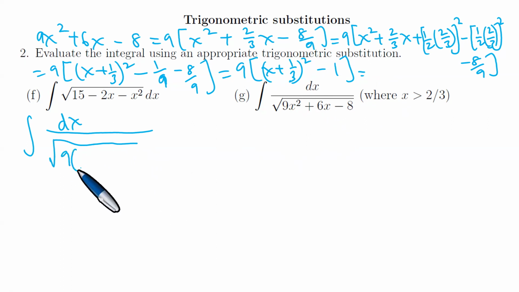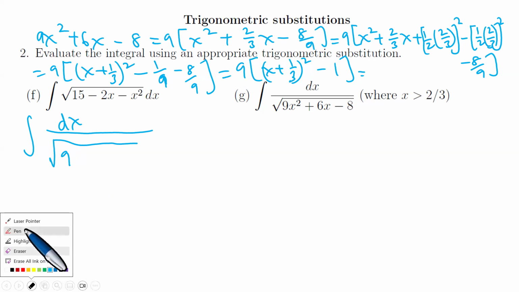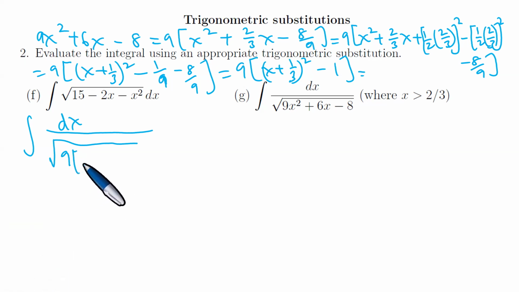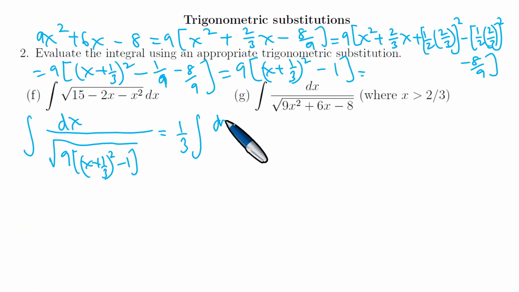So in other words, now if you want to do this integral here, it is the same as in the bottom. You're going to have exactly this: x plus 1/3, squared, minus 1, dx. Then you take the square root of 9, which is 3. So you're going to take out the 1/3 and have dx over the square root of x plus 1/3, you square it, minus 1, dx.